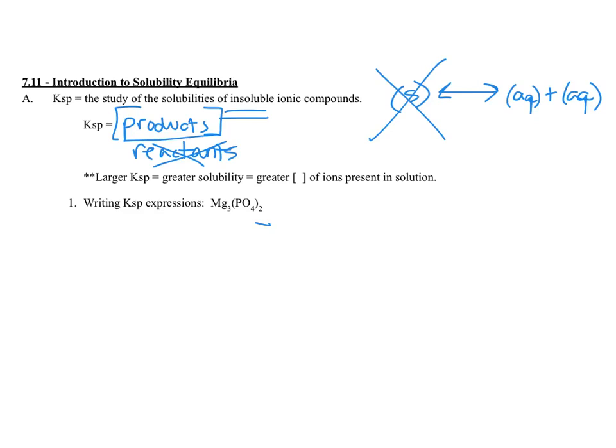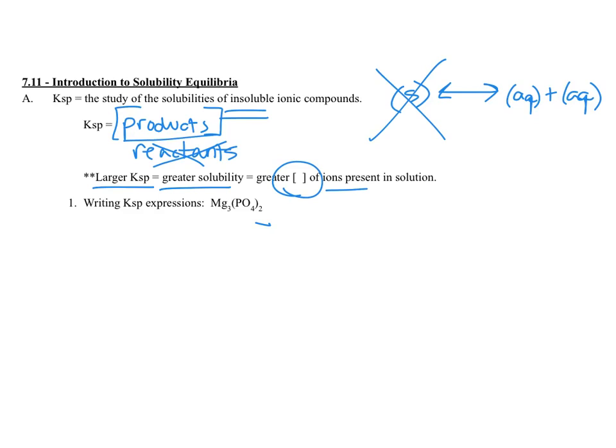So generally speaking, the larger the Ksp value, the greater the solubility is going to be and the greater the concentration of ions present. So we're looking for bigger Ksp values meaning more soluble, and smaller Ksp values meaning not very soluble.